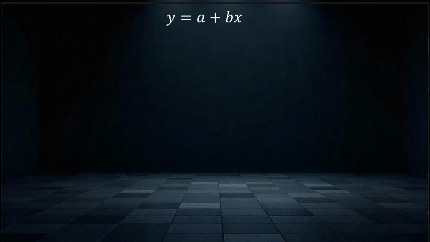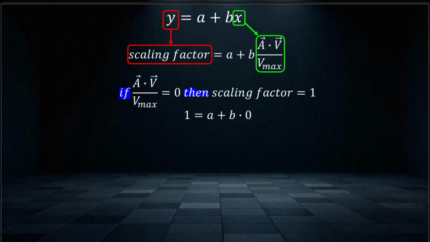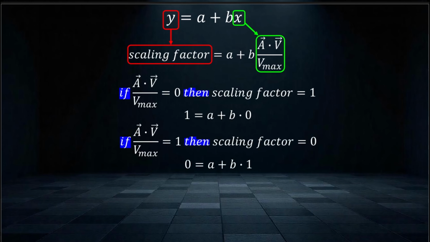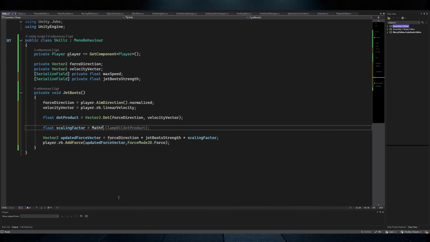We're just using a basic line equation from middle school. Y is our scaling factor, and x is the dot product divided by the maximum velocity. We want y to equal 1 when x is equal 0, and y to equal 0 when x is equal 1. That gives us the slope of -1. So the full equation is just y equals 1 minus x. Now let's take all that and apply it in our code.